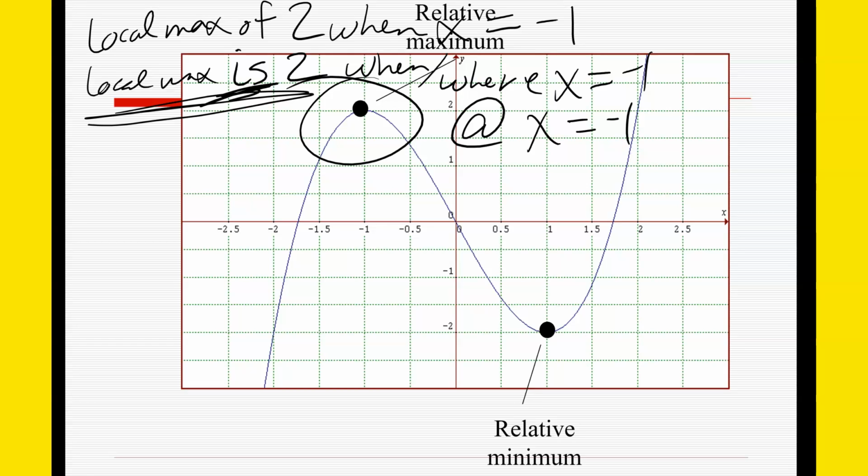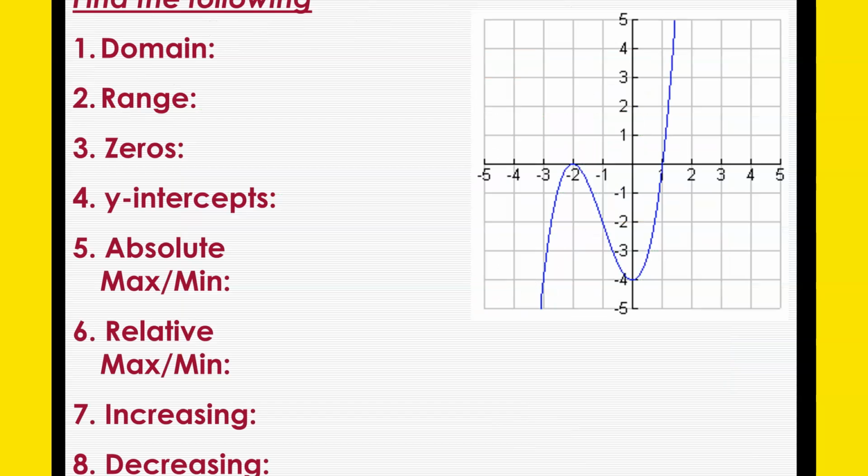All right, you say we have a relative or local. Local and relative are synonymous. Relative minimum is -2 at x equals 1. Or when x equals 1. Same thing. All right, try to do all these about this graph, and then we'll do it together.